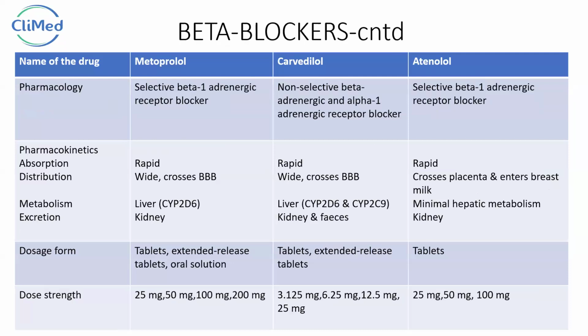Pharmacology: it is a selective beta 1 adrenergic receptor blocker. Pharmacokinetics: rapid absorption, crosses the placenta and enters breast milk. Metabolism: minimal hepatic metabolism, excreted via kidneys. Dosage form available is only tablets. Dose strength 25 mg, 50 mg, and 100 mg.